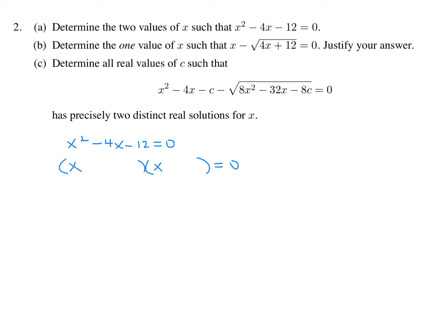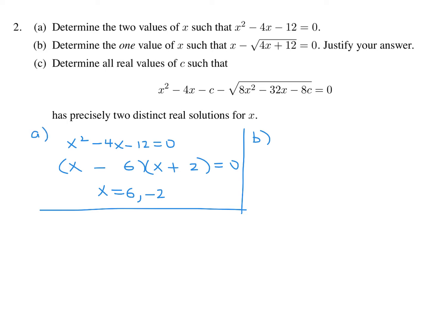x, 6, and 2. And then negative, positive, I believe. So that means x is equal to 6 or negative 2. And I think that's it. So that takes care of part A. That's pretty easy. Part B.